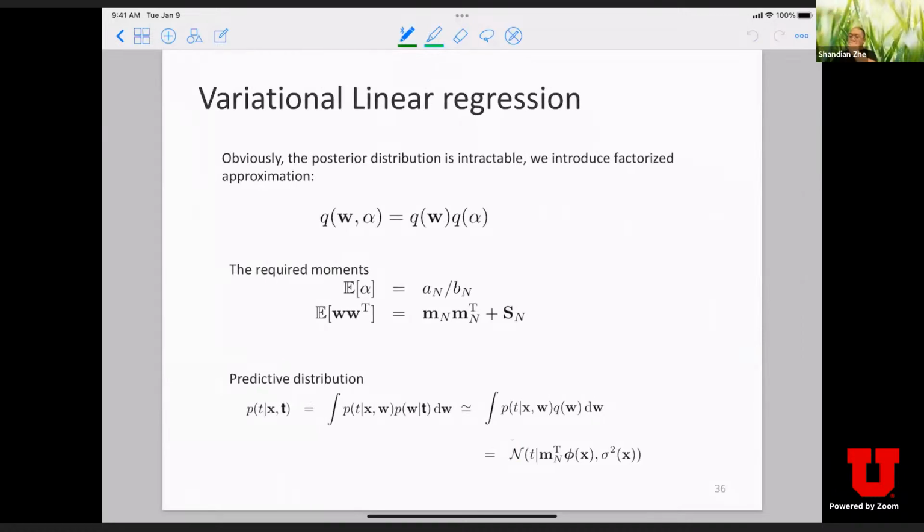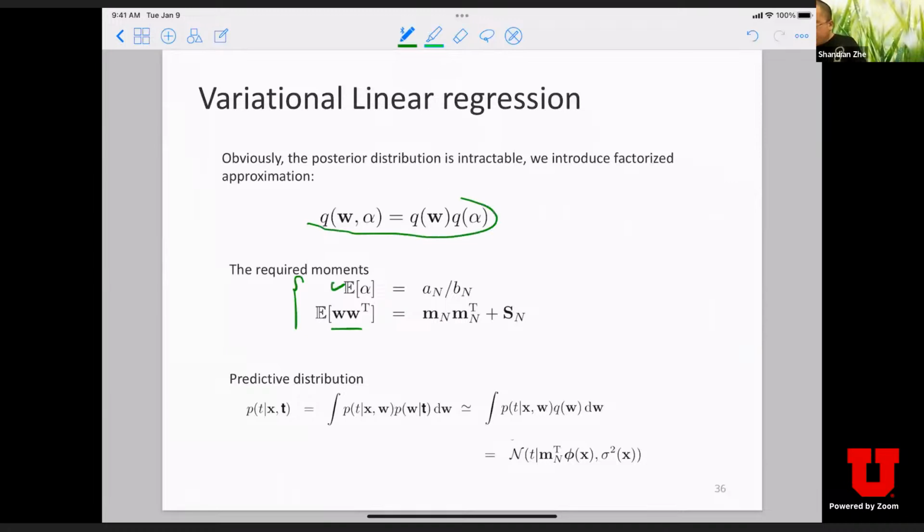So we can see that during the whole mean field variational update, every time we update Q of W, we do need some expectation of alpha under Q alpha, and during the update of Q alpha, you need some expectation for W under Q W. So you do this alternating update, updating both Q alpha and Q W in an iterative way.